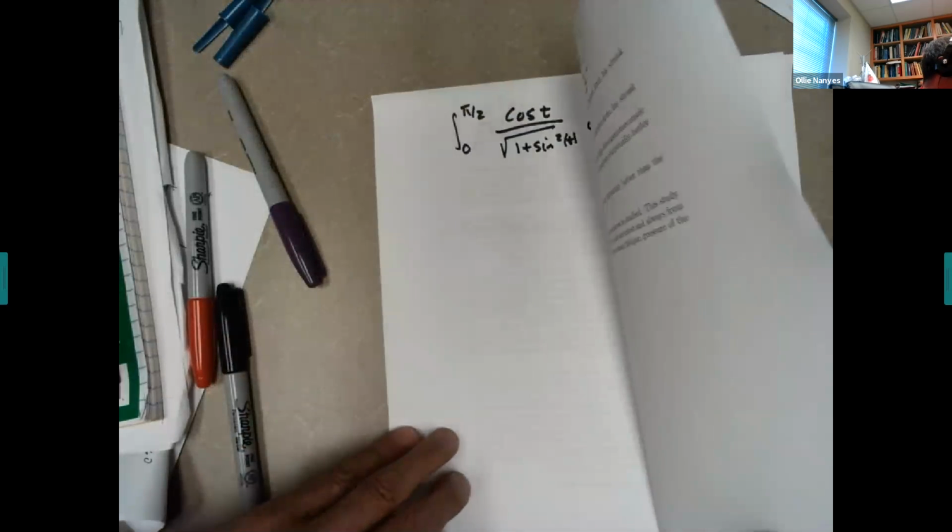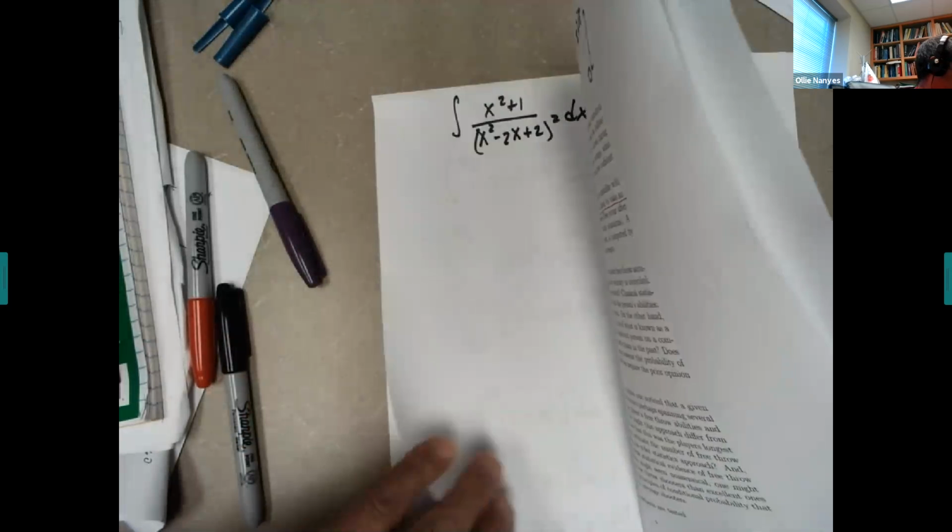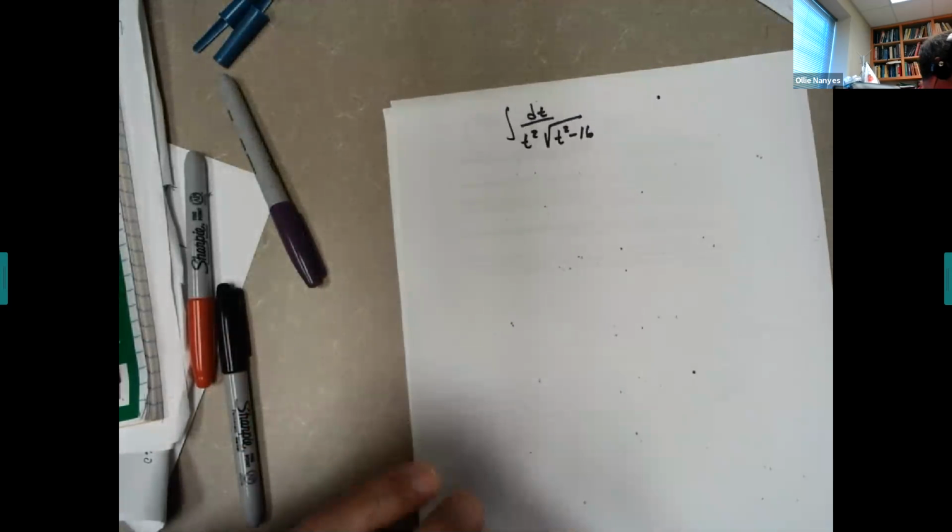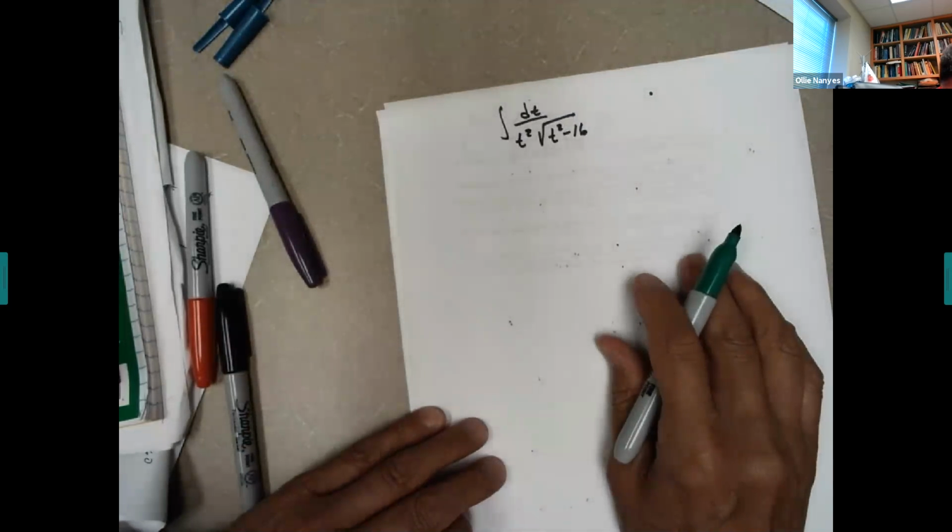Next, sort of going through the motions here, we're down to 3 more problems. This one, t squared minus 16. Why don't we try, well, we can try a couple things.